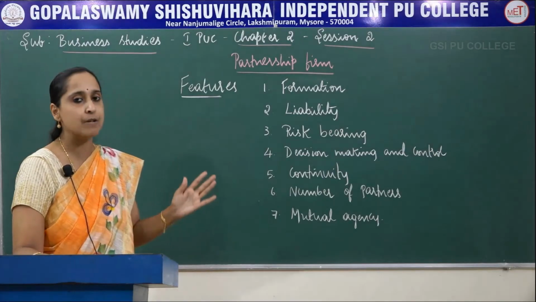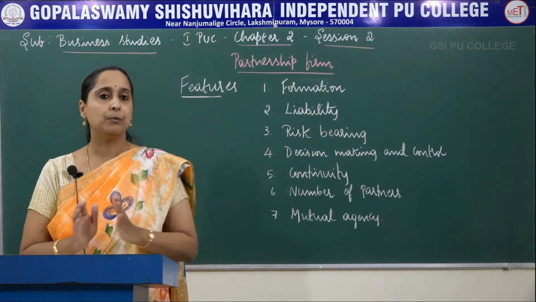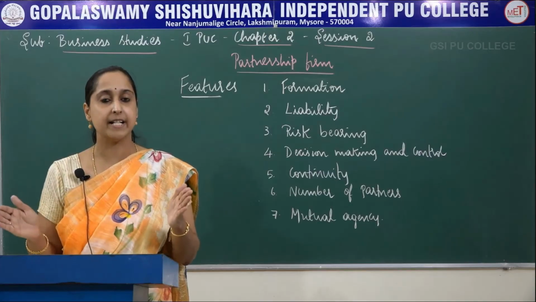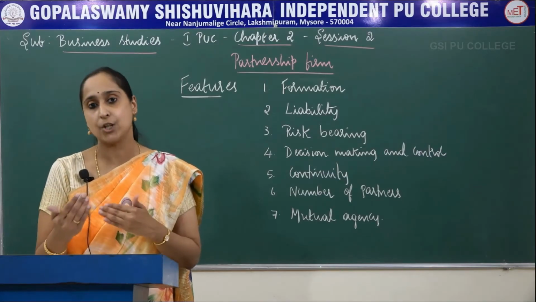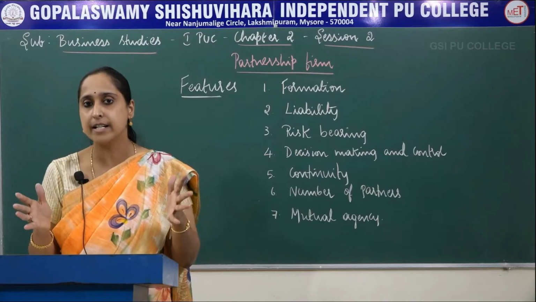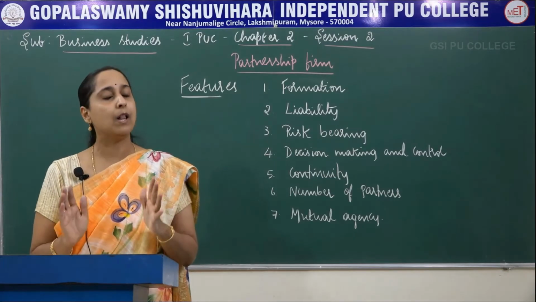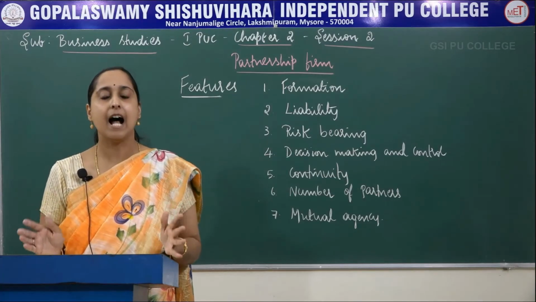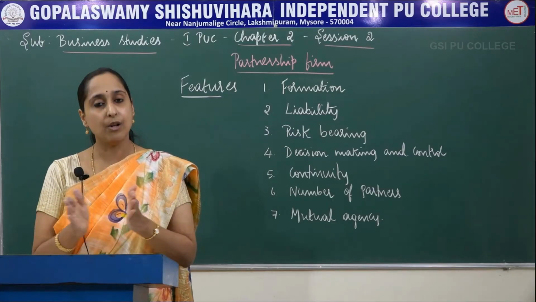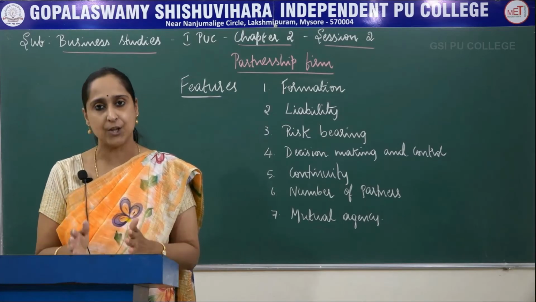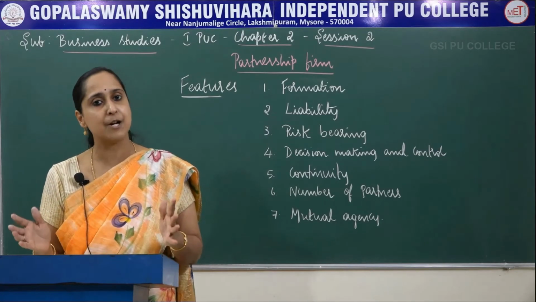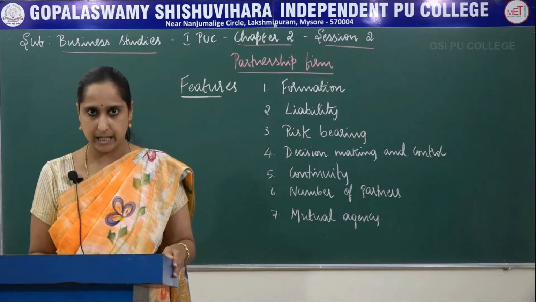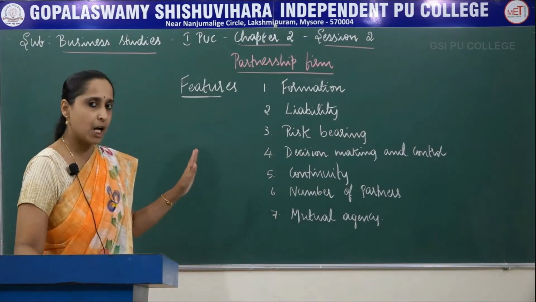Next is decision making and control. Whenever partners take a decision, they consult each other. Here mutual consent is required, and all the activities of the business are carried out by all of them by consulting each other, and the entire business is controlled by all the partners. So that is decision making and control.